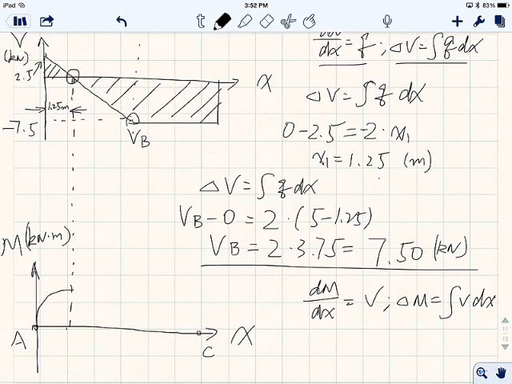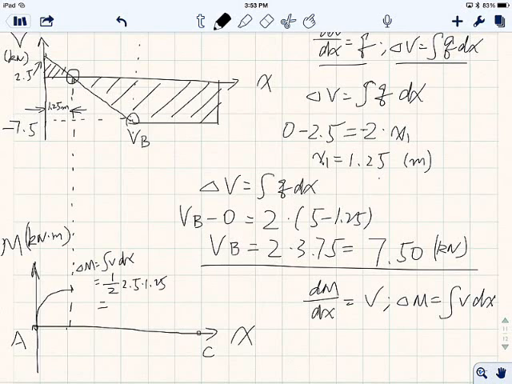And again, the interesting thing is I want to know what the value is at this point. So delta M is the integration of V dx. Integration is nothing but calculating the area. The area of this shear force over here is a triangle, and we know how to calculate the area of a triangle. The triangle is equal to 1/2 times 2.5 times 1.25.